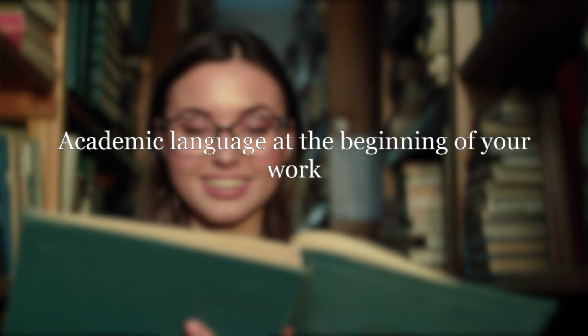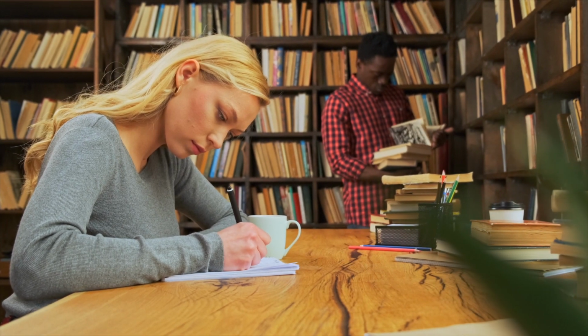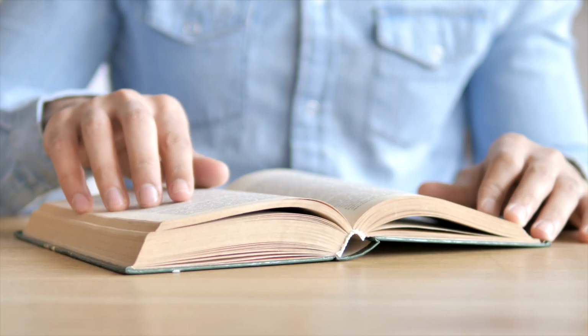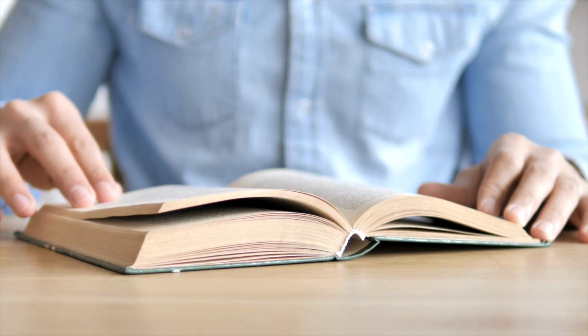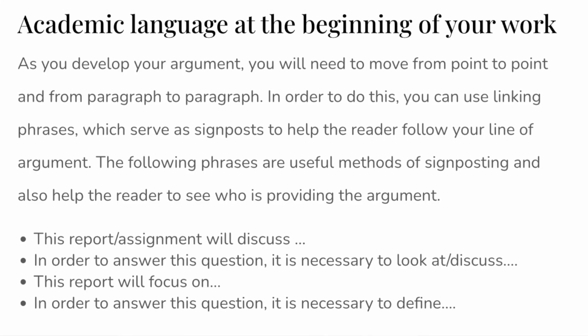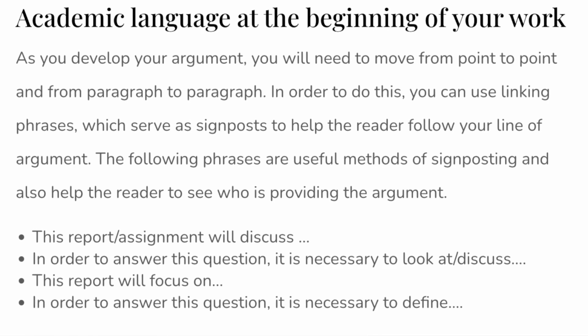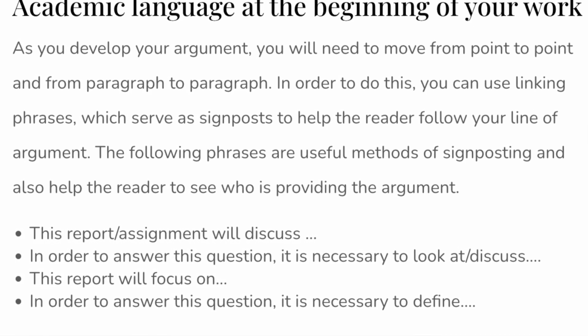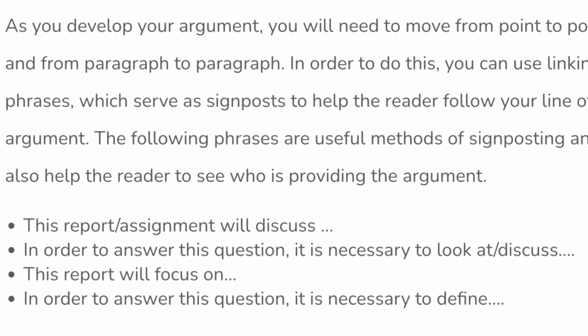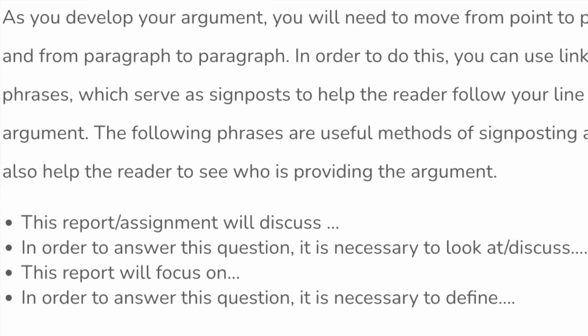So let's start off by thinking about language that we might use at the beginning of our work. As you develop an argument, you'll need to move from point to point and from paragraph to paragraph. In order to do this, you can use linking phrases. These serve as signposts to help the reader follow your line of argument. The following phrases are useful methods of signposting, and also they help the reader to see who is providing the argument. This report or assignment will discuss. In order to answer this question, it is necessary to look at or discuss. This report will focus on. In order to answer this question, it is necessary to define.